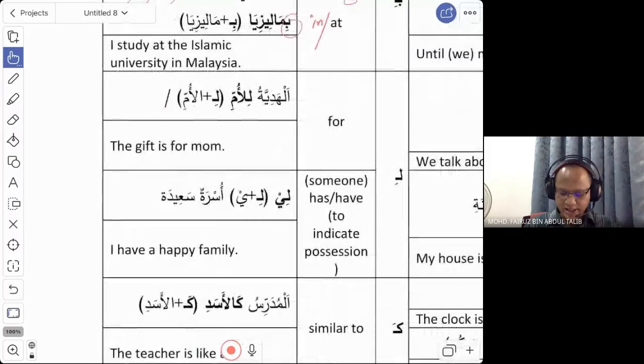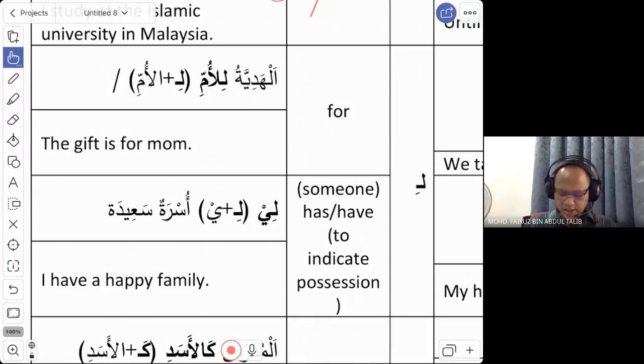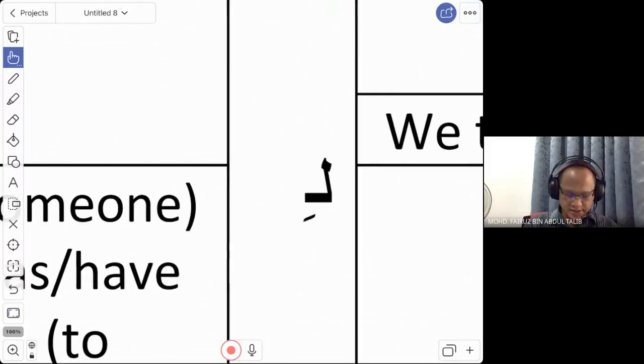Next word. The next word is also one word, just like be. The next word is also one letter. The letter is the letter lam. But how do you read this lam? You read it li. All right. You read li.